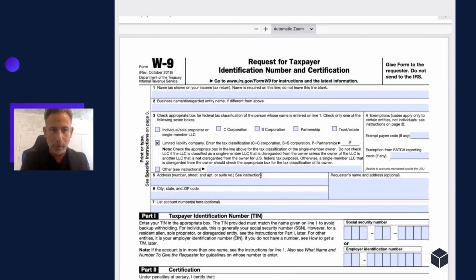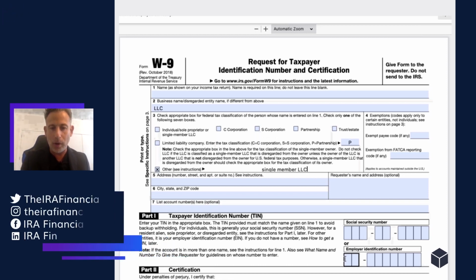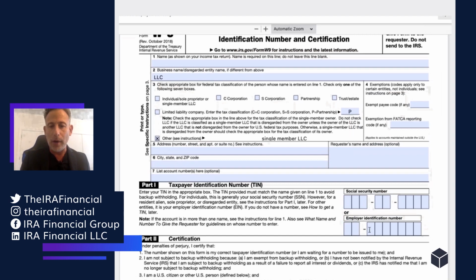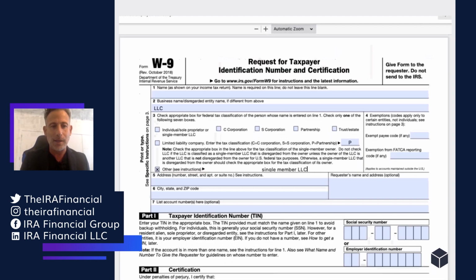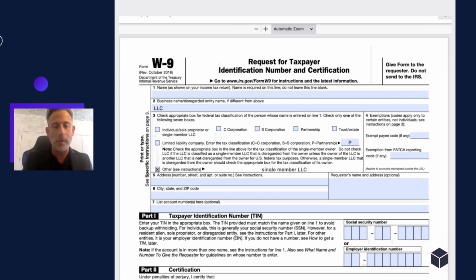That's it. Pretty simple. So just keep in mind, for a single member LLC, you want to use line 1, put the IRA Financial Trust Company, CFBO, Adam Bergman IRA. Line 2, the name of the LLC. Then you want to check other, and you want to put single member LLC there. And you want to make sure to use the tax ID number of the self-directed IRA custodian, or if you got your own EIN for the IRA, you would put it there and then sign it as the manager. That's it. And that's how you complete an IRS Form W-9 for a single member LLC or a multiple member LLC owned by a retirement account.